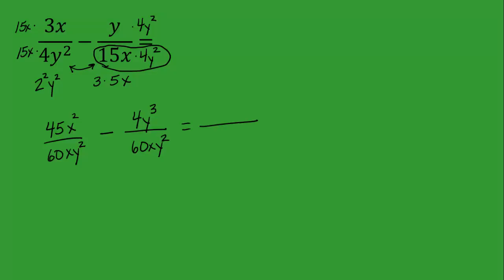Now, in our final answer, we want to go ahead and do that subtraction, but these are not like terms, so we're not going to be able to actually combine them. We're just going to write it as the difference of 45x squared minus 4y to the third. The denominator is now 60xy squared. You want to take a moment to look at the top and see if you can factor out any common factors. 45 is made of 3 times 3 times 5, and 4 is made of 2 times 2, so there's no common factors here.